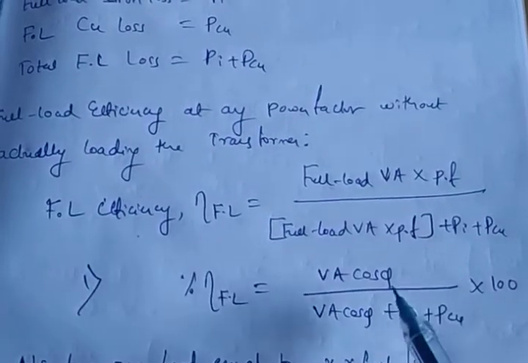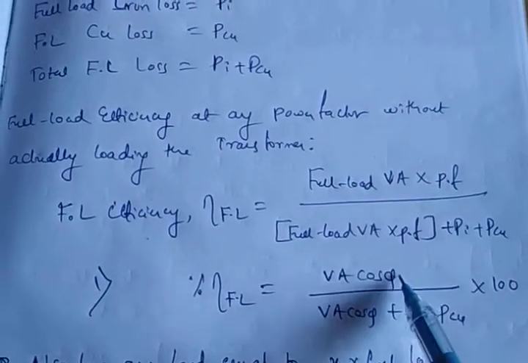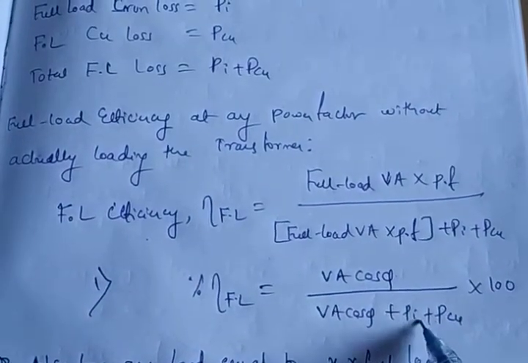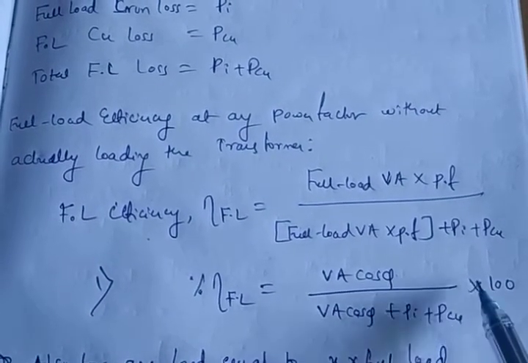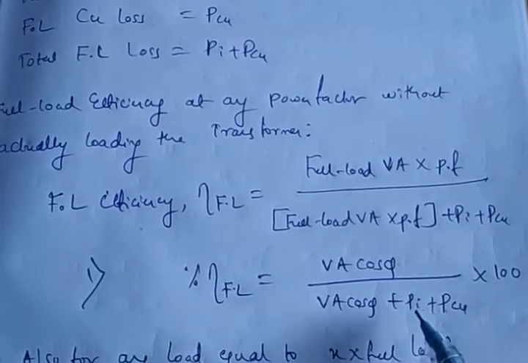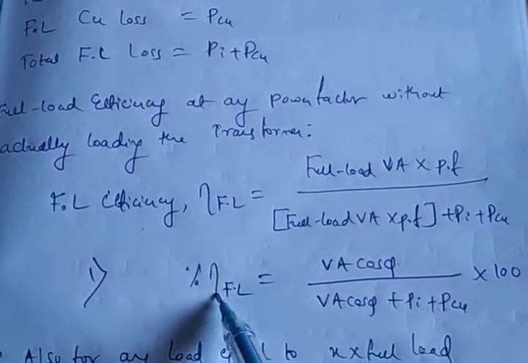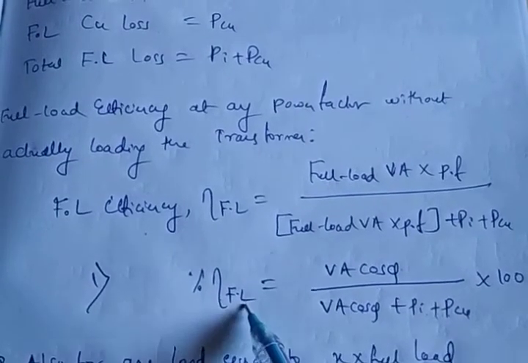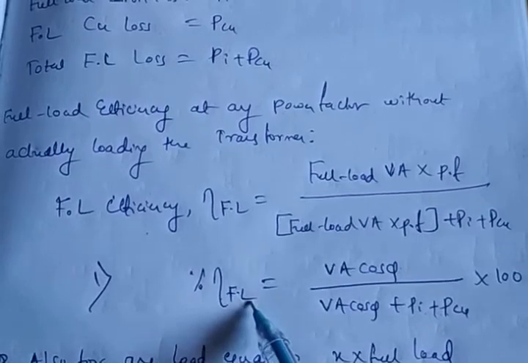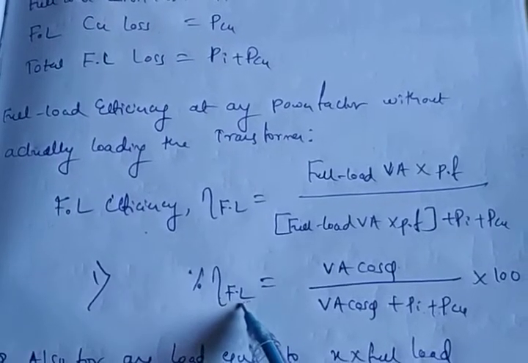This equation can be related to the definition: output power divided by output power plus losses Pi plus PCU, multiplied by 100 for percentage. You can use this equation to calculate the efficiency of a transformer at full load condition. Full load means the load on the secondary side is 100%, so that we can call it a full load.